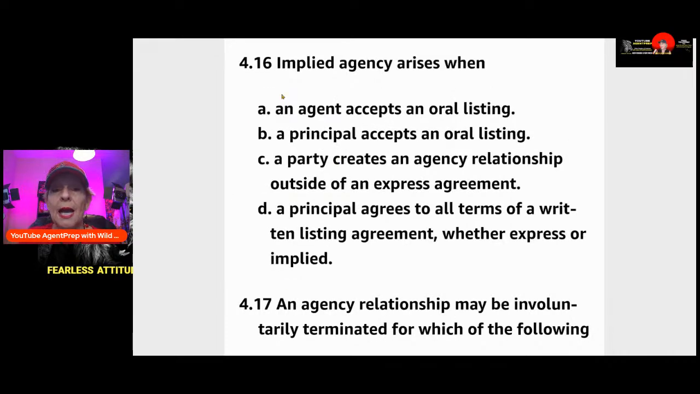Number 16. Implied agency arises when what? What is implied? What is agency? Okay, I forgot to point out vocabulary words. A, an agent accepts an oral listing. B, a principal accepts an oral listing. What kind of listing? Oral listing. C, a party creates an agency relationship outside of an express agreement. Or D, a principal agrees to all terms of a written listing agreement, whether express or implied. So what is an implied agency? When you imply something.